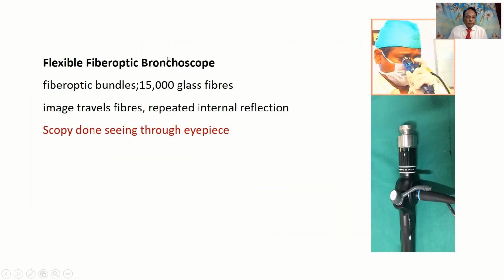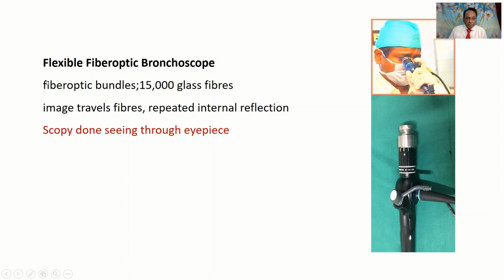As I already said, the flexible fiber optic bronchoscope is made up of fiber optic bundles. Roughly there are 15,000 glass fibers through which the light travels, and the image also travels by repeated internal reflection. It's something like a prism, thereby transmitting the image. And I already said we have to do the procedure looking through the eyepiece.